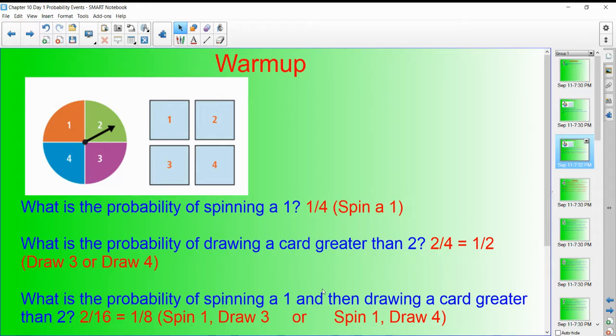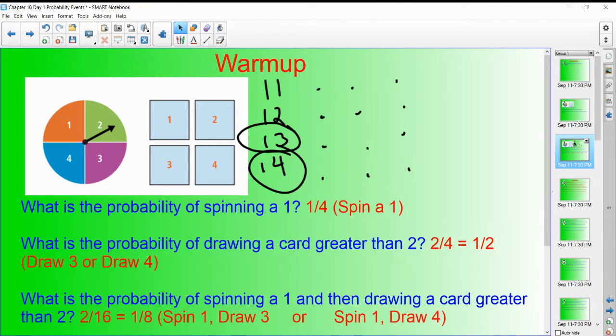Now, spinning a 1 and then drawing a card greater than 2, I can list my sample space where I can spin a 1, draw 1, spin a 1, draw 2, spin a 1, draw 3, spin a 1, draw 4, and see that there's 16 different outcomes. And the ones I want are spin a 1, draw 3, or spin a 1, draw 4. So 2 out of the 16, or 1/8, probability that I do both.